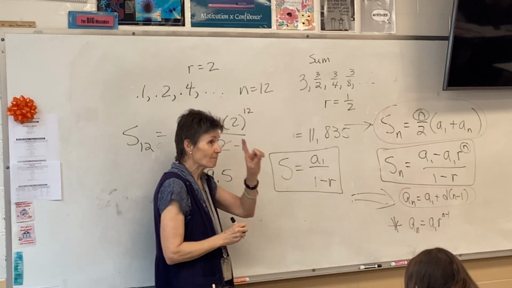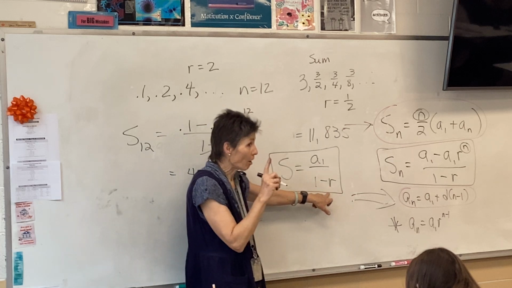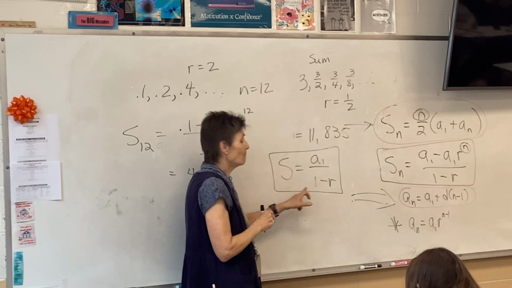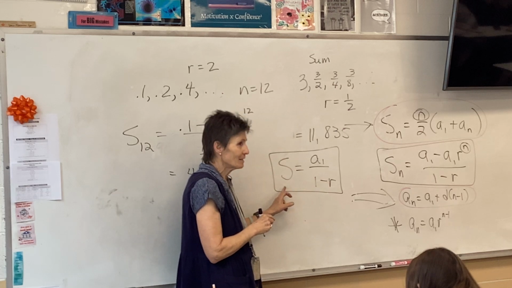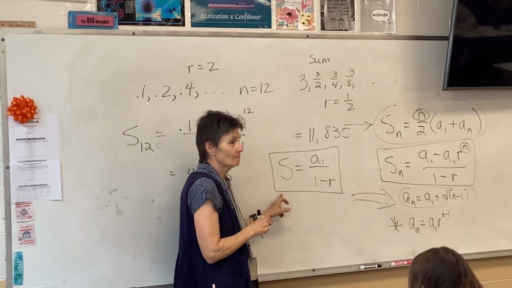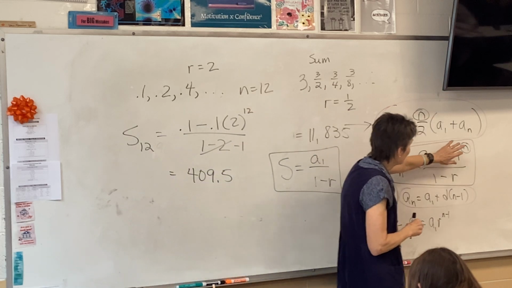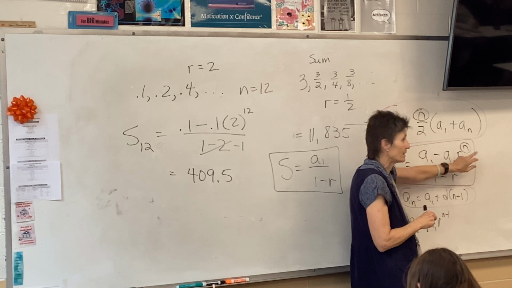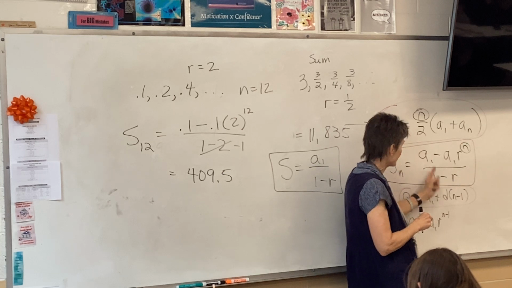Notice that formula has an R, because it's geometric, but it does not have an N. So basically, it got rid of the part of the formula that has an N in it. So it's just this over this.